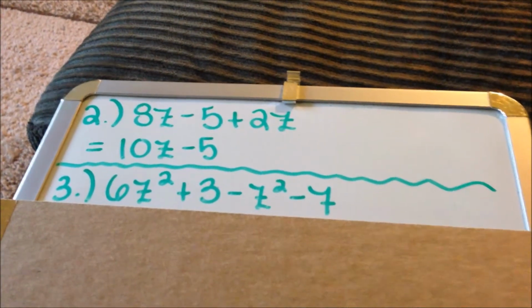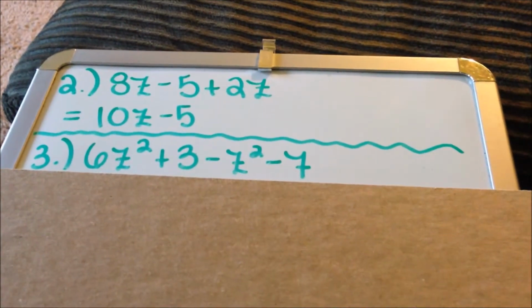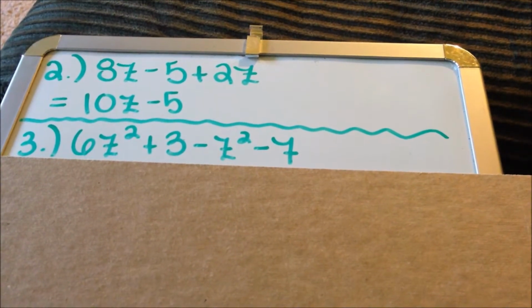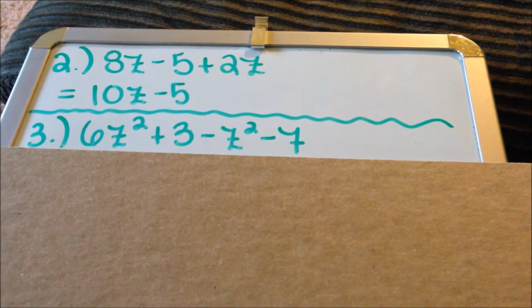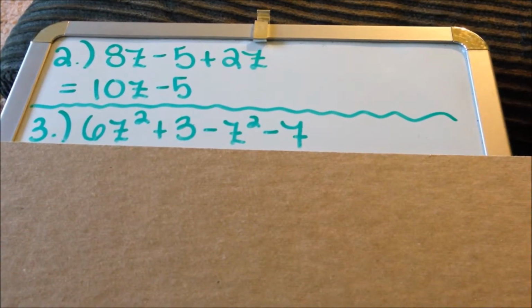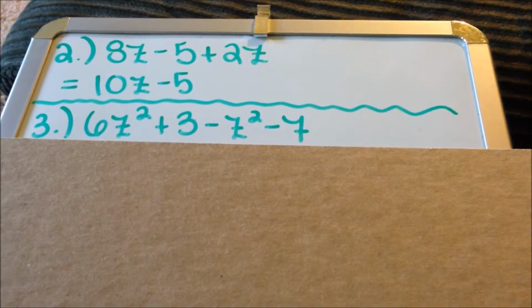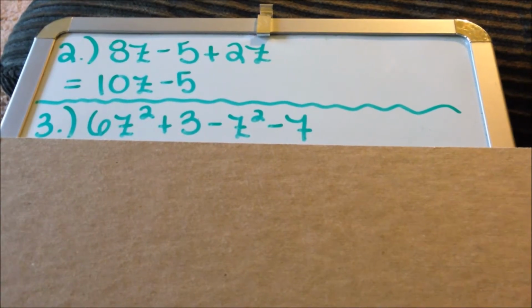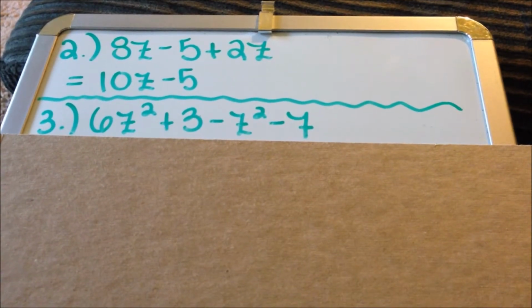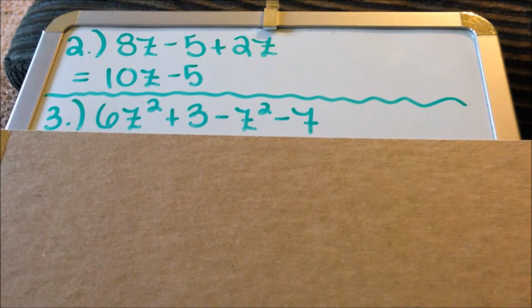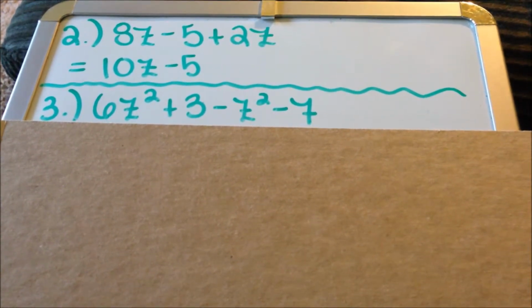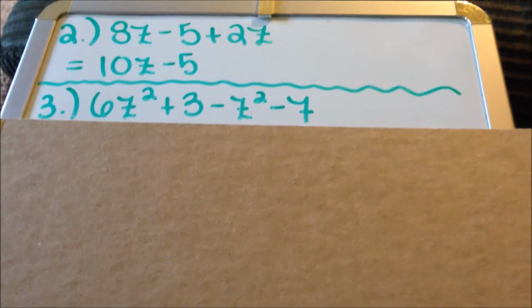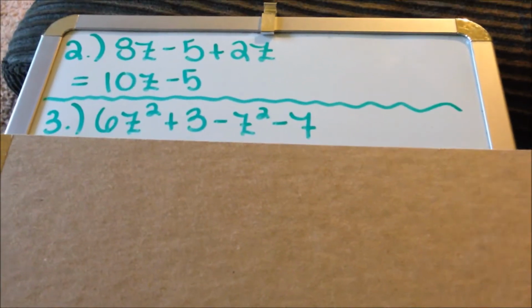Number 3, 6z squared plus 3 minus z squared minus 7. We have two sets of like terms, the z squared and the constants. Now, notice that we have 6z squared minus z squared. That's really 6z squared minus 1z squared. You can put a 1 in front of that z squared. 6 minus 1 gives us 5, so 5z squared, and then we have 3 minus 7, which is -4. So we have 5z squared minus 4.